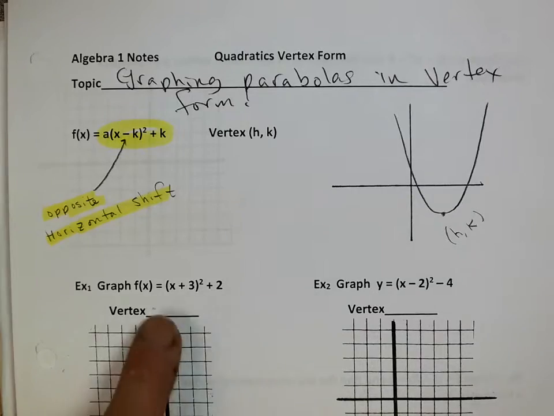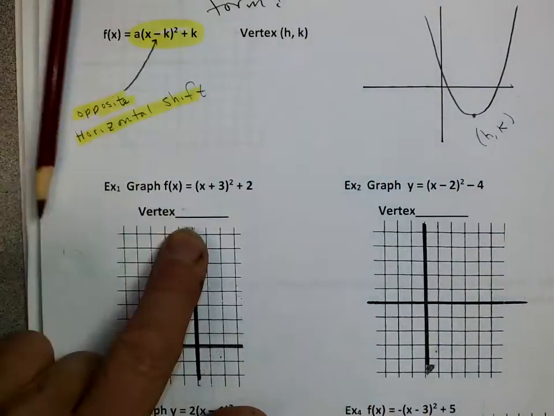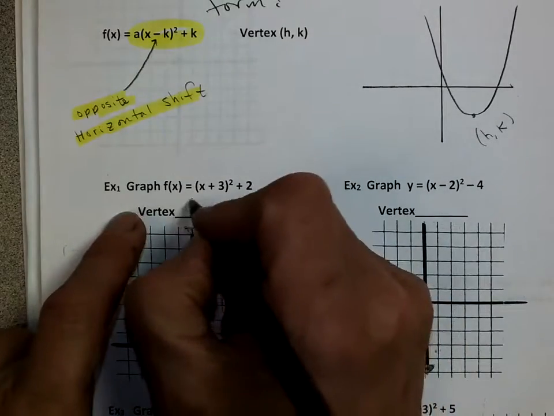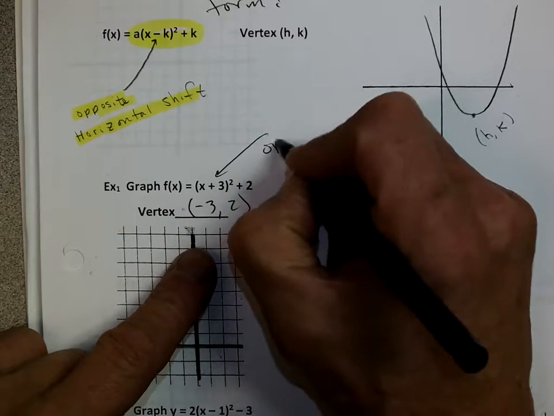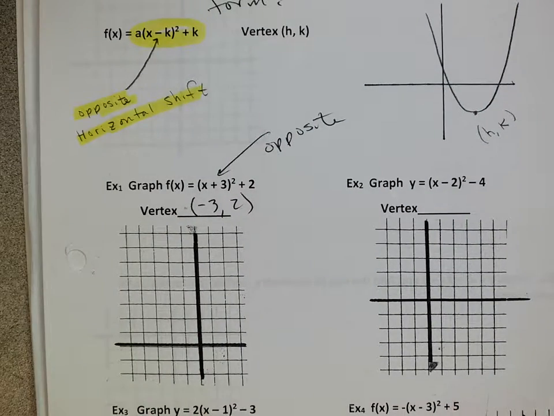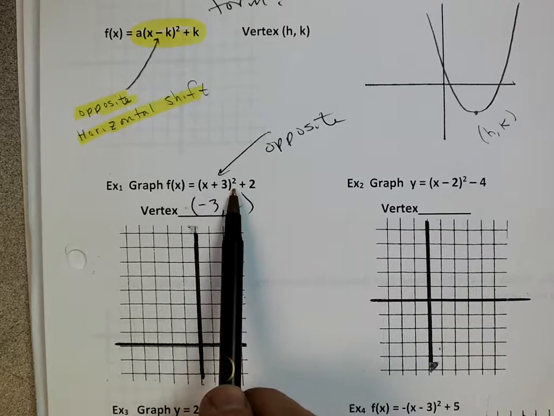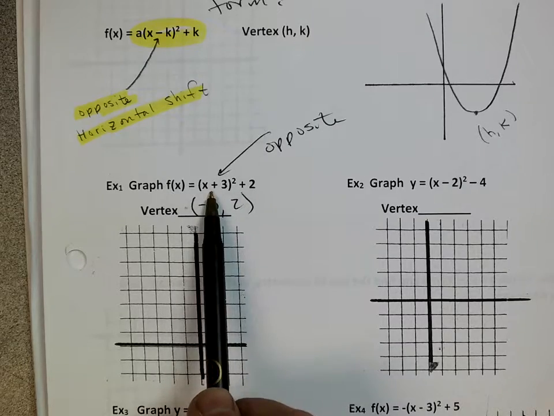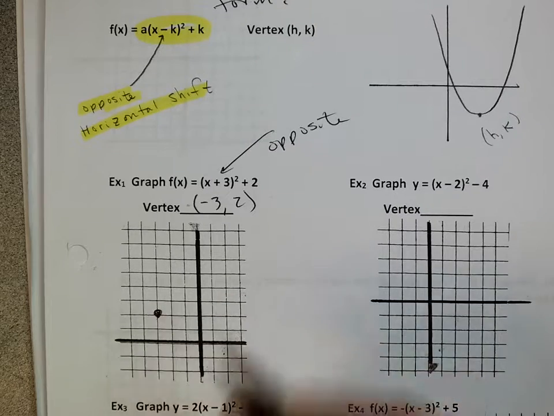So if I take a look at example 1, the vertex is going to be negative 3, 2, because it's going to be the opposite of the inside, okay? So the vertex, remember how we had to do the negative b over 2a? This is so much easier. It's in vertex form. Vertex form is the quantity squared, and the vertex is just the opposite of that number, and then that number. So negative 3, 2. There's your vertex. That is either the lowest or the highest point of my parabola.